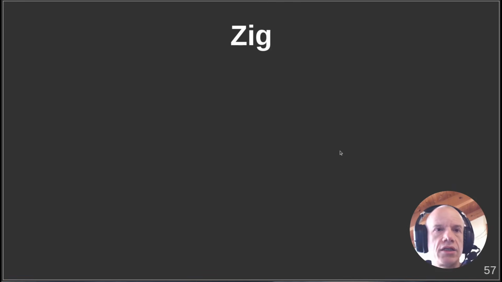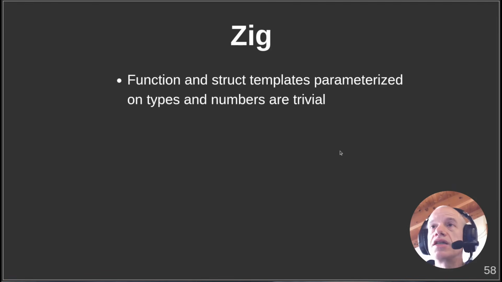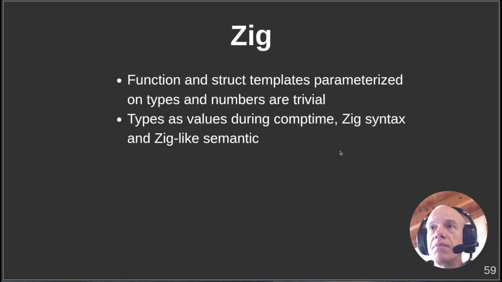Okay, Zig. Zig is very popular, and it has this concept of comptime. And this comptime word means compile time execution.